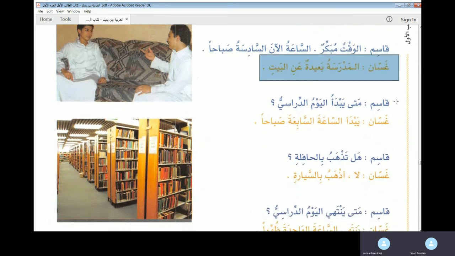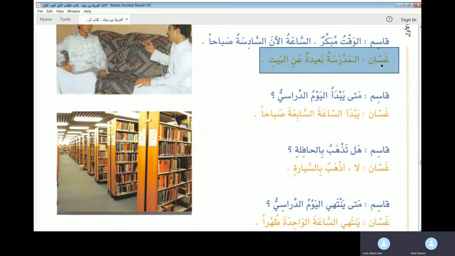As-sa'atu al-ana. The time now. The time now is 7 in the morning. 6. So sadis. Okay. Sadis to sabah. 6 in the morning. 6 a.m. Qasim: Ghassan, al-madrasatu baidatun anil baiti. The school is far from this house.